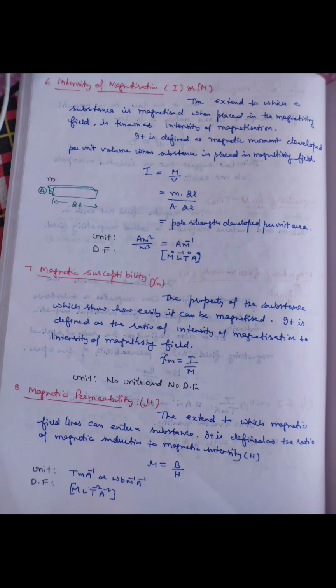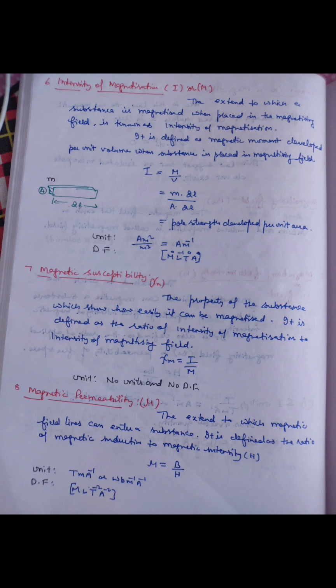The magnetic field that exists in vacuum and induces magnetism is called magnetizing field. The extent to which a magnetizing field can magnetize a substance is known as magnetizing field intensity or magnetic intensity. It is denoted by H. The extent to which a substance is magnetized when placed in magnetizing field is known as intensity of magnetization, denoted by I.